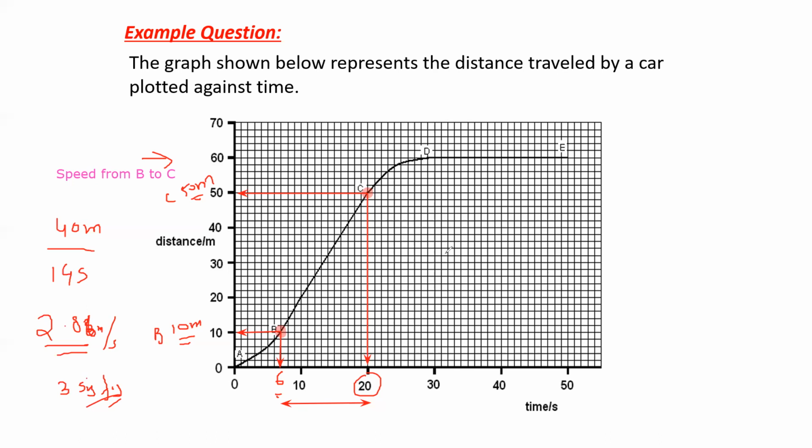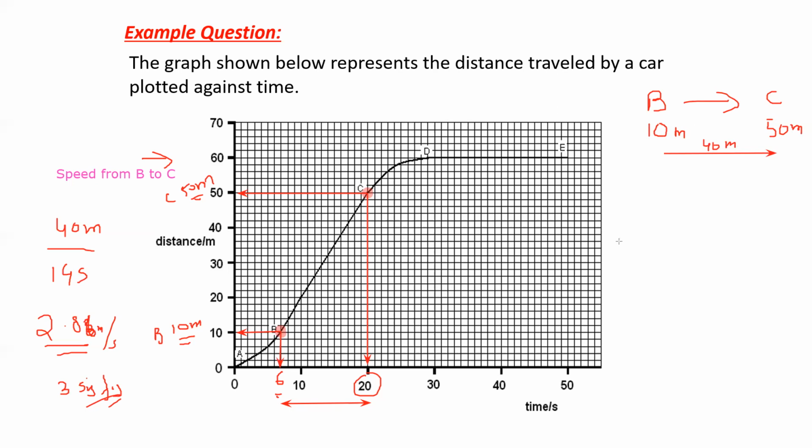How did I get 40 meters? When you check the object's position, because we need the speed from B to C. When the car is at point B, it has already covered 10 meters. When the car is at point C, it has already covered 50 meters. So what is the distance covered by the car from B to C? The distance covered will be 50 minus 10, that's equal to 40 meters.